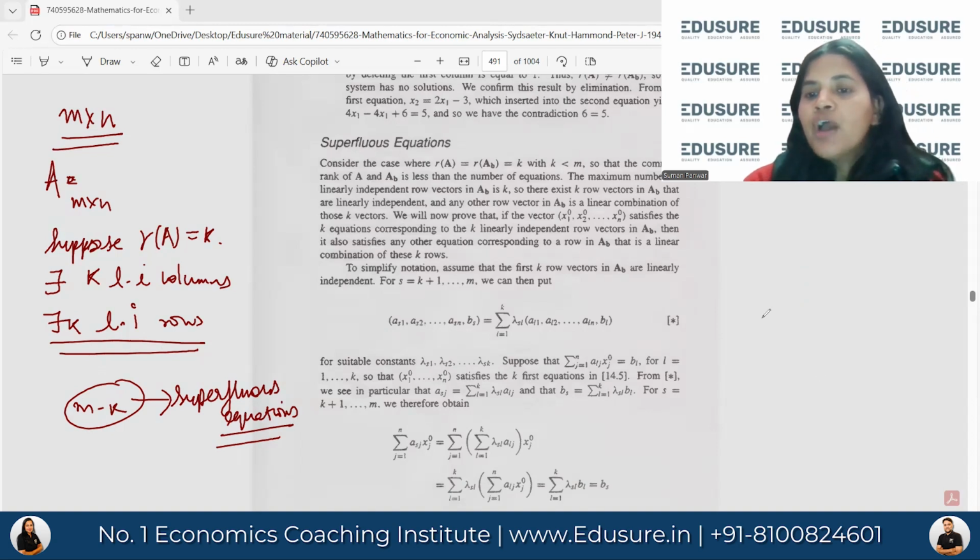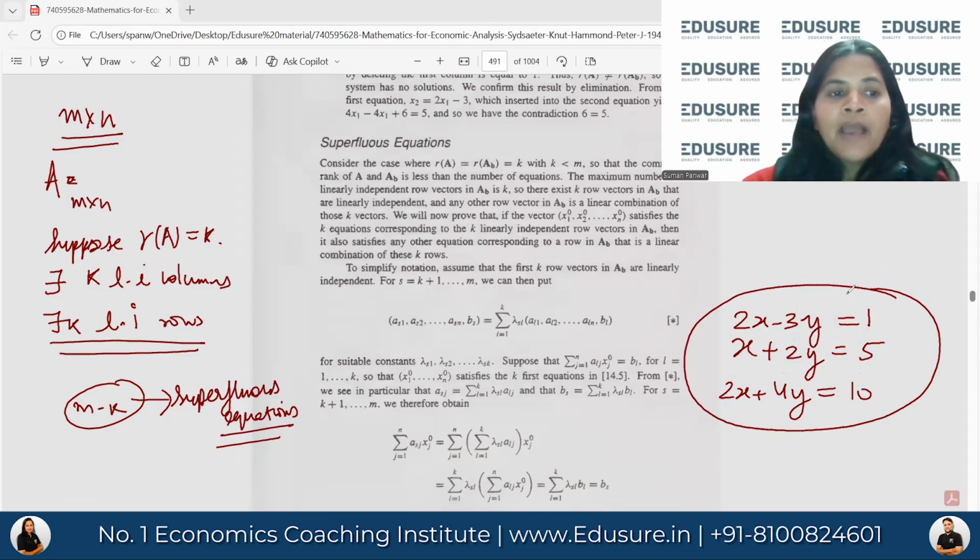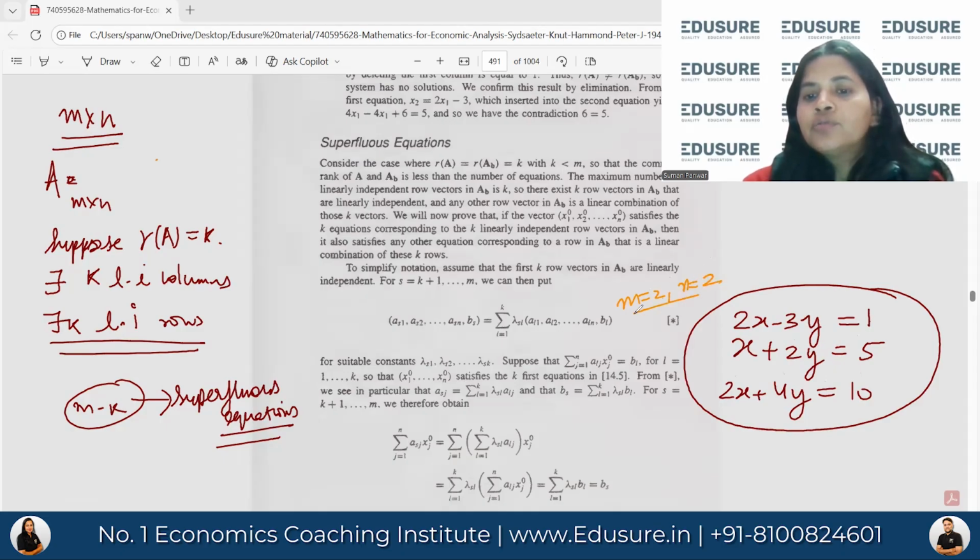For example, you have an equation 2x minus 3y is equal to 1. You have another equation x plus 2y equals to 5. You have another equation 2x plus 4y equals to 10. Now note that there are three equations. So how many equations do we have? We have three equations in two variables. So m is equal to 3 and n is equal to 2.